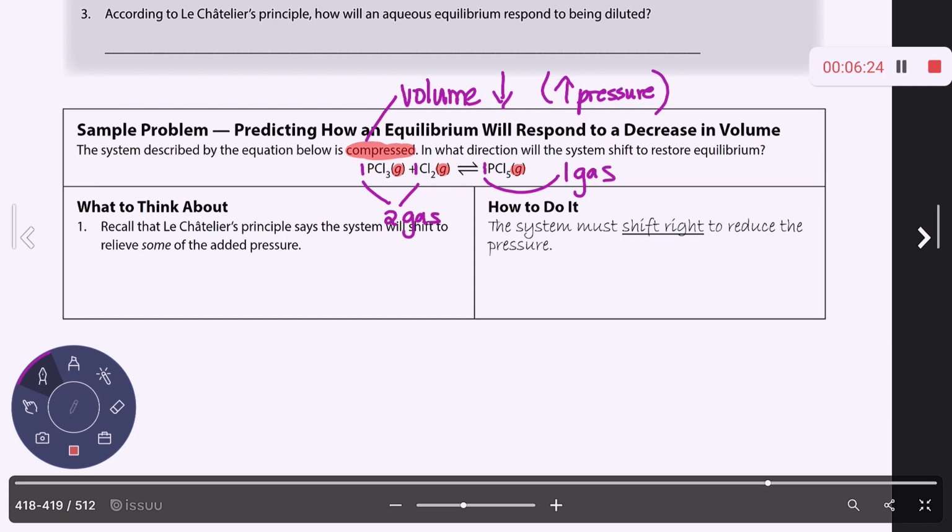Okay, so since the volume decreased and the pressure went up, I need to relieve that added pressure. So that means I need to shift to the side with fewer particles. Which would that be? The right side. So we're going to shift to the right. The reason we shift to the right is to reduce the pressure. Does that make sense? Okay, because if I have fewer particles, there are fewer particles colliding with the surface of the container, and that's what causes pressure. Okay, let's go to the next page.